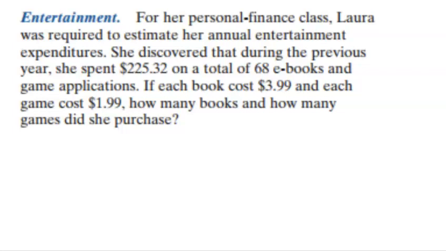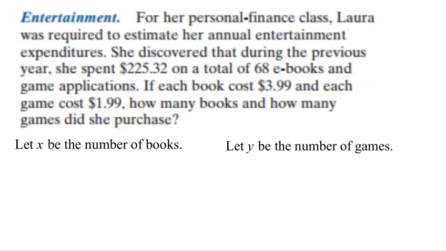So we have to determine what we're looking for: the number of games, the number of books. So we're going to define our variables based on that. I let x be the number of books, and I let y be the number of games. Her total was 68 items that she purchased, 68 digital items, 68 books and games together. So that will be our first equation: x plus y is 68.